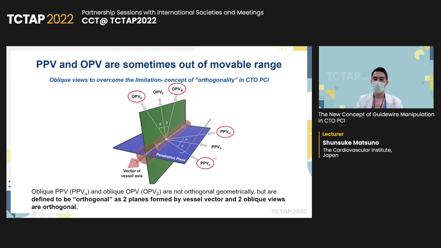Here, the penetration plane, a blue plane, and the green plane are orthogonal. By bringing in this concept of orthogonality in CTO PCI, oblique PPV and oblique OPV can be used as an alternative to PPV0 and OPV0.